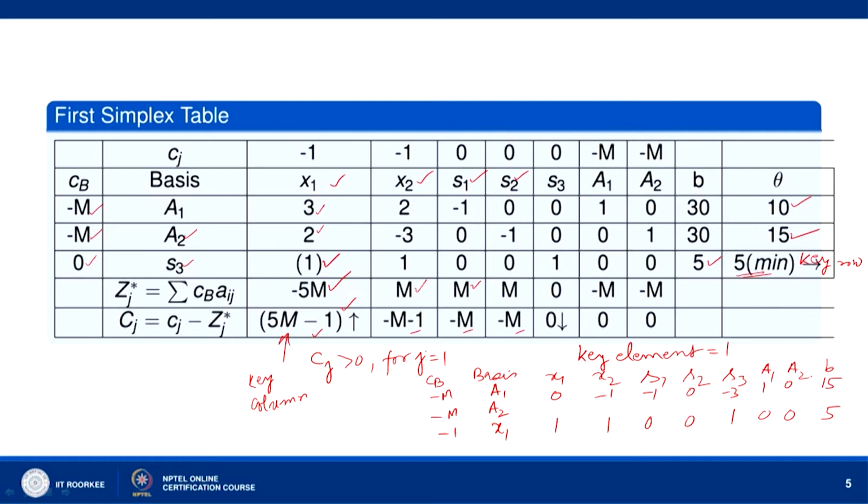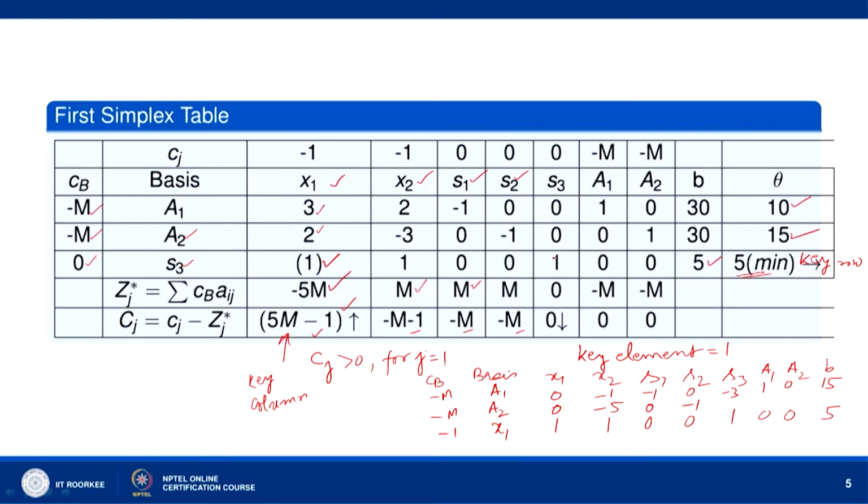Now, for the second row, we multiply the key row by 2 and subtract from this row. So, we get 0 here. We are multiplying this row by 2 and subtracting from here. So, 2 minus 2 is 0. Then we multiply by 2 and subtract from here. So, minus 3 minus 2 is minus 5. Then we are multiplying by 2 and subtracting. So, 2 into 0 is 0, 0 minus 0 is 0. Then 2 into 0 is 0. So, it remains minus 1.